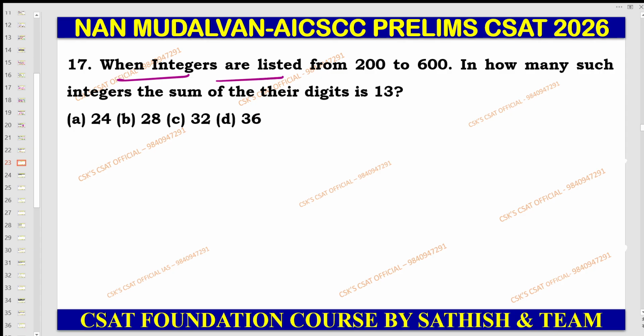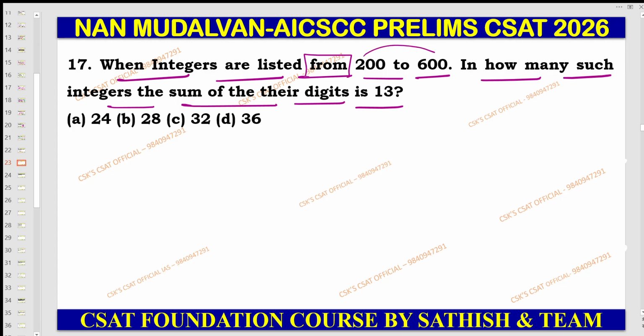When integers are listed from 200 to 600, in how many such integers is the sum of their digits 13? It's a lengthy, time-consuming question, unless you are doing fast calculation. When integers are listed from 200 to 600, 200 is also included, right? First analyze: all are 3-digit numbers.